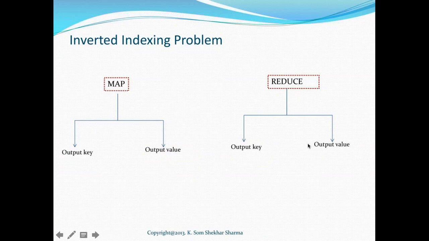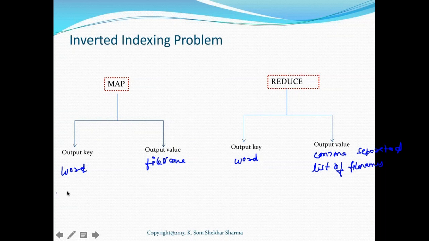Similarly, we have also solved the inverted indexing problem in lecture 13 and lecture 14. So if you remember, for the inverted indexing problem, the mapper output key was the word, and the output value was the file name. And in the reducer, the output key was the word, and the output value was a comma separated list of file names.